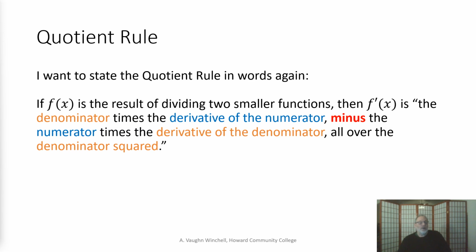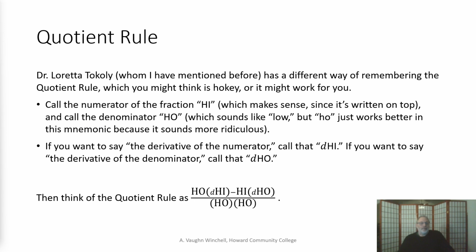Okay, so if f of x is the result of dividing two smaller functions, then f prime of x is the denominator times the derivative of the numerator minus the numerator times the derivative of the denominator all over the square of the denominator. That's how I've been carrying it around in my head for more than 40 years because I'm very old. On the next slide, I'm going to tell you a little story.